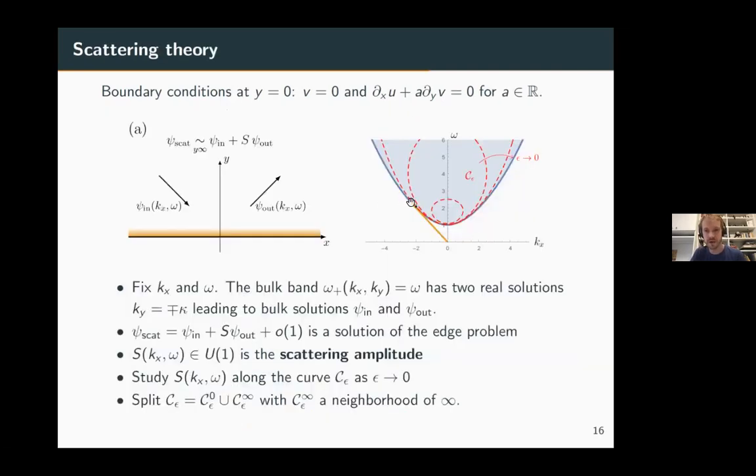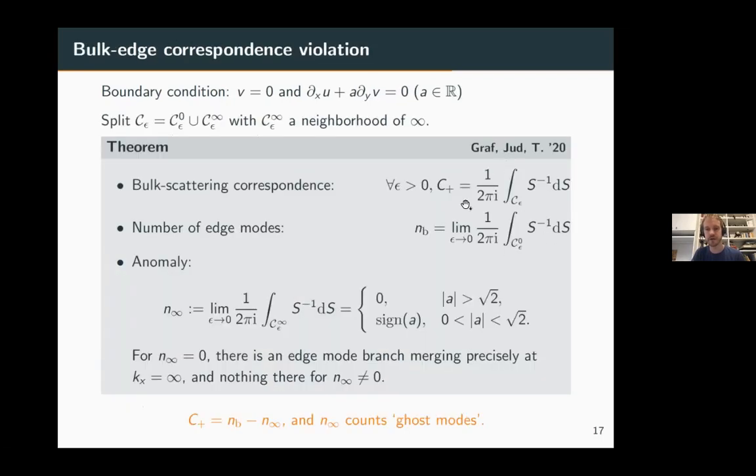So for example, this yellow branch would be 1. And if you go up enough, you will count all the edge modes. This is what this result is saying. As long as you exclude infinity, you count all the edge modes. Now the main result of the theorem is to say these two numbers, C plus and NB, do not coincide. Why? Well, this is the anomaly.